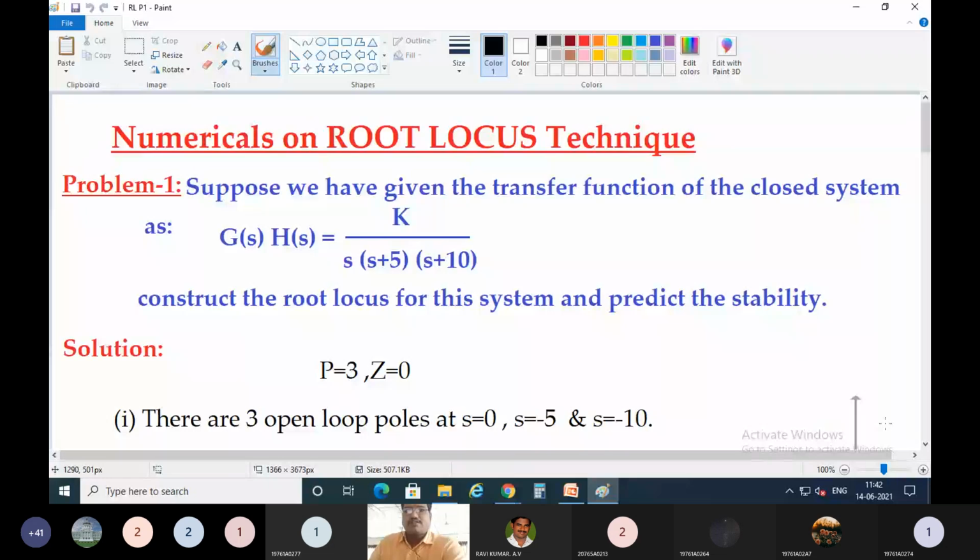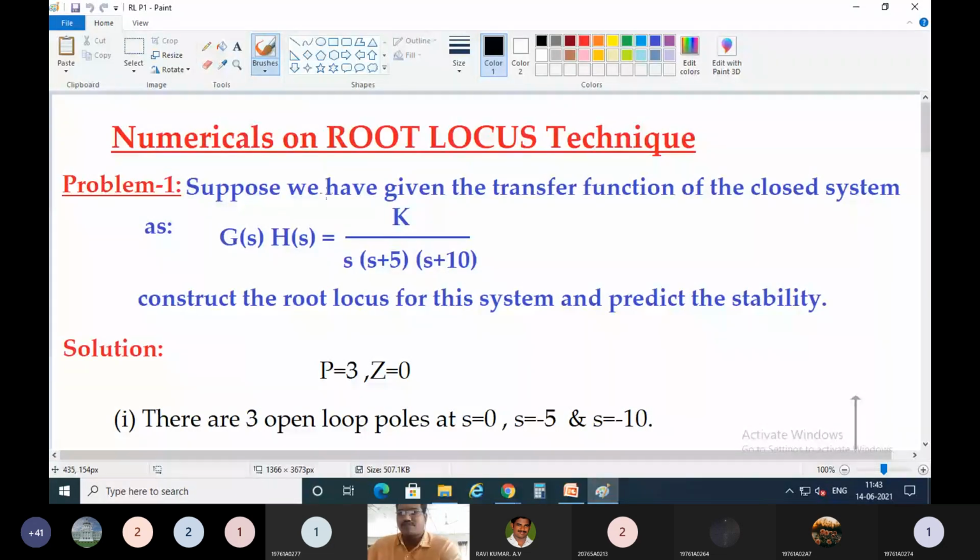Am I right? All of you listen carefully. I will send these, and note them down later. First of all, just write down G(s)H(s) equals k by s(s plus 5)(s plus 10). Okay? So this is the open loop transfer function.